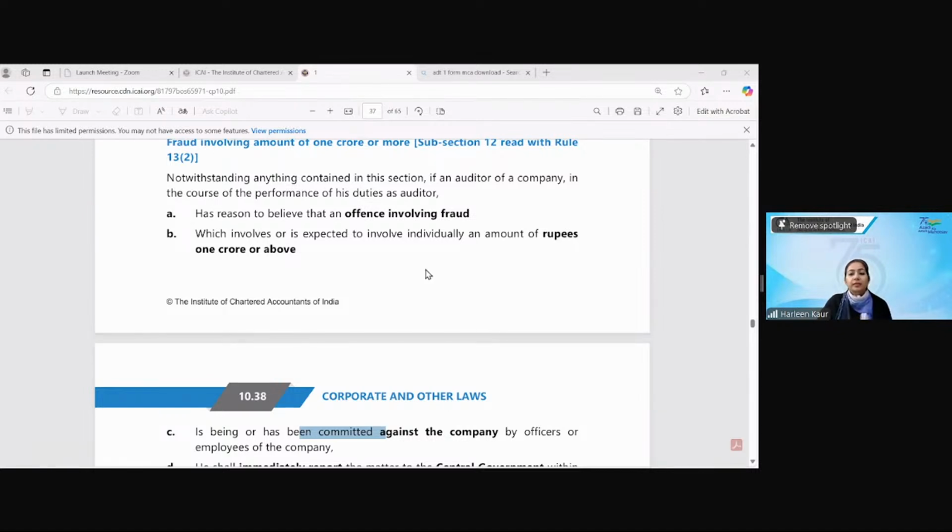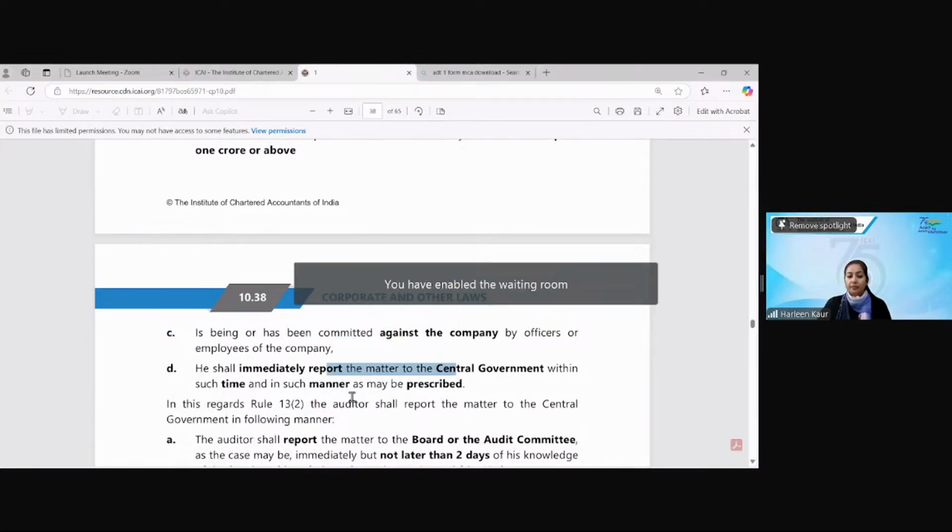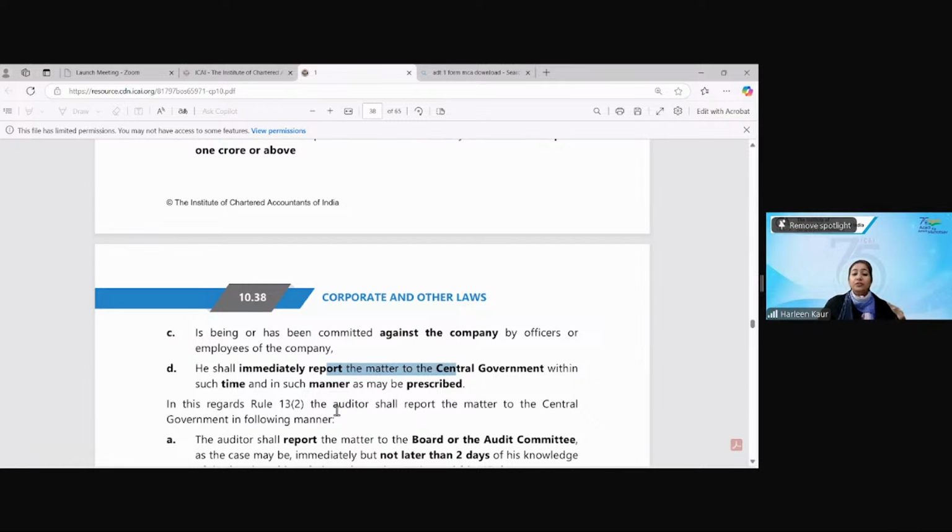Yes, students, let's pay attention. If any fraud is involved which is more than rupees 1 crore or above, then you as an auditor, while doing your duties and the audit, find that any officer or employee has committed a fraud worth rupees 1 crore or more, you need to immediately report it to the central government.